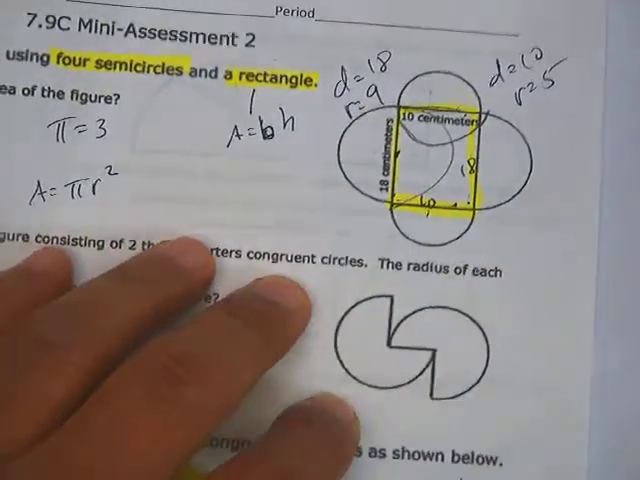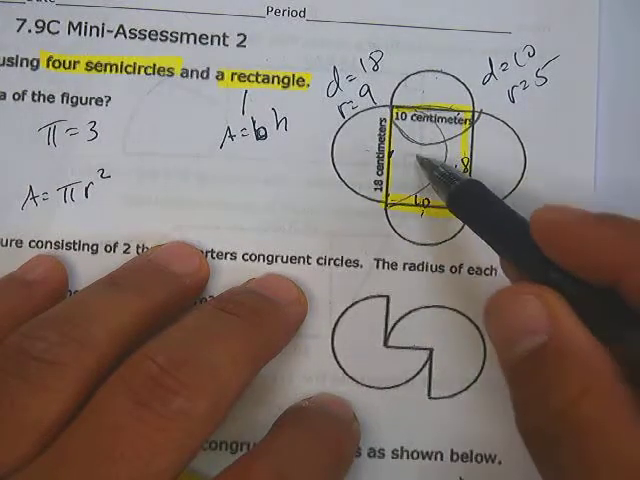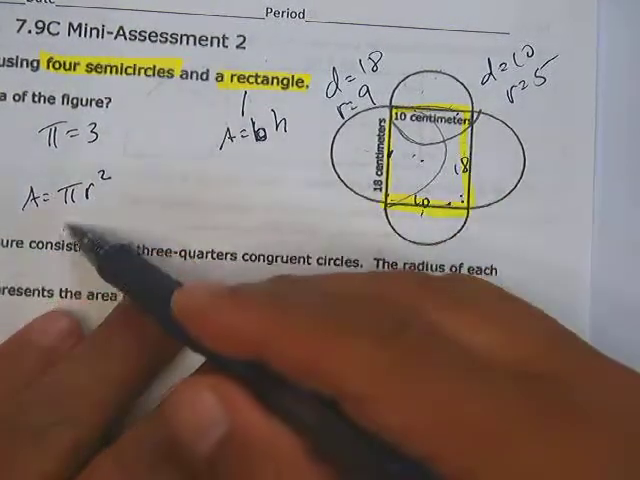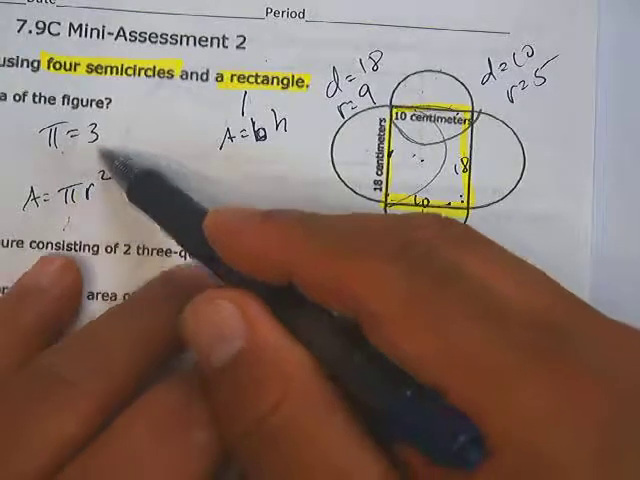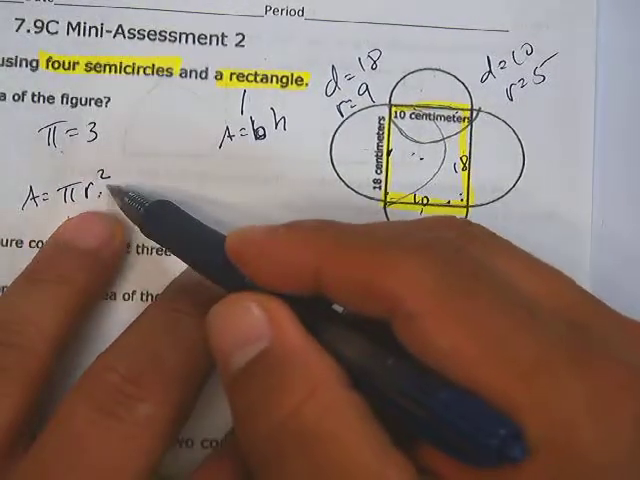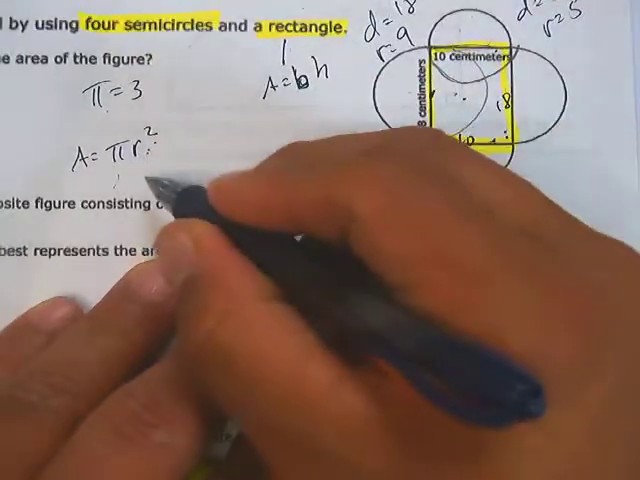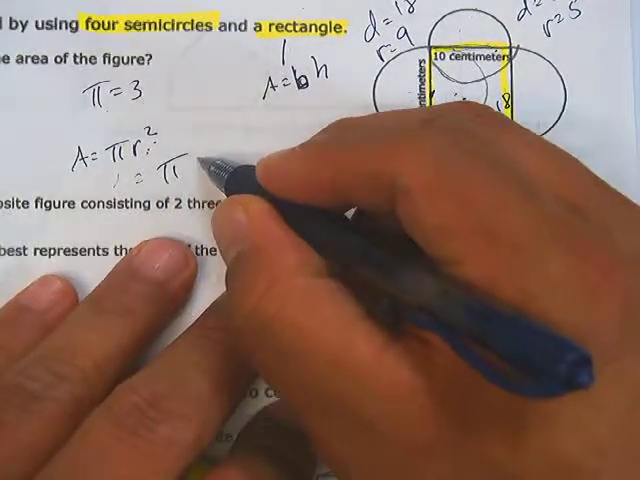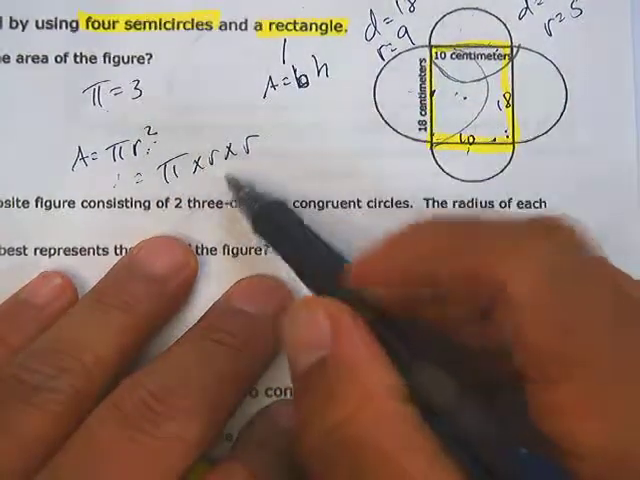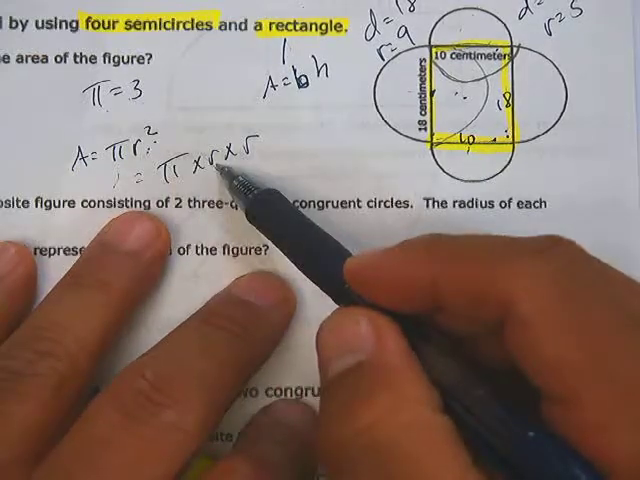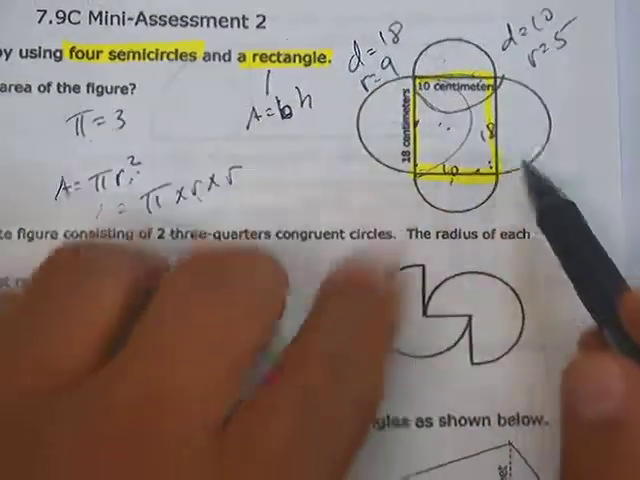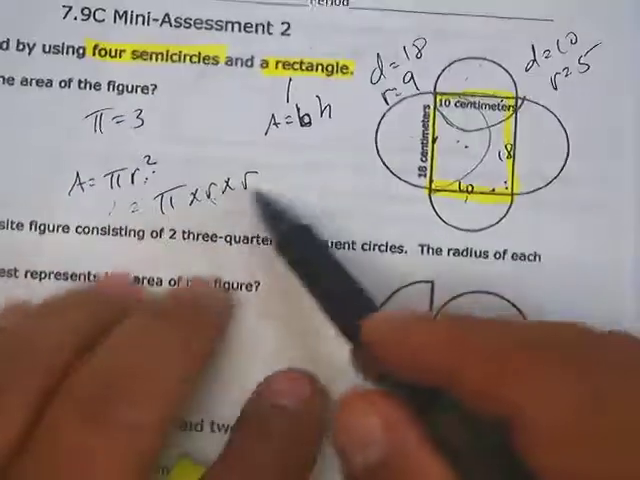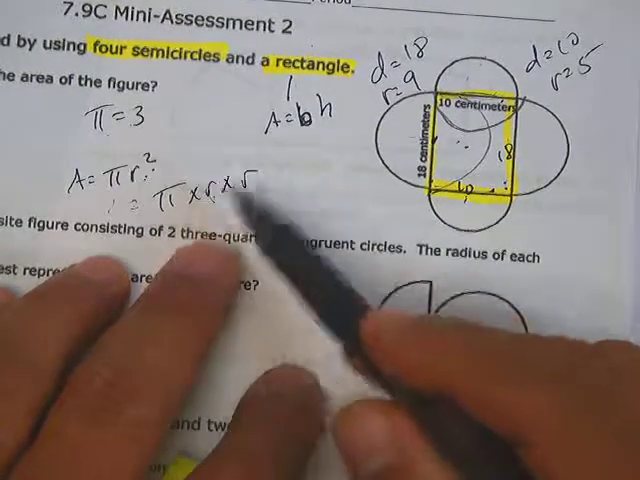And then once you find the three answers, you add them together. So just remember, base times height gives you one answer. Pi times radius squared, which is pi is 3. Radius is squared, so radius times radius. So this means here, pi times radius times radius. 3 radius, you have it right here. That's for these two half circles.